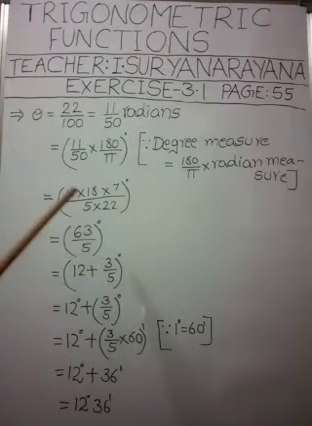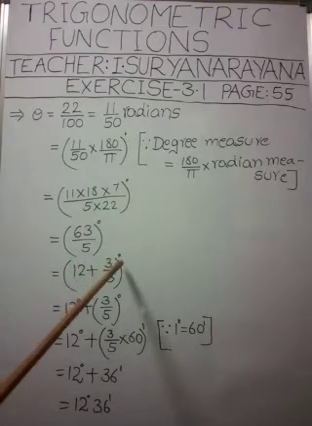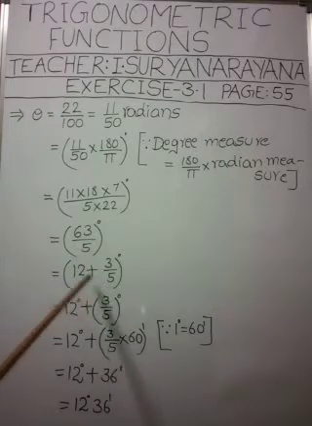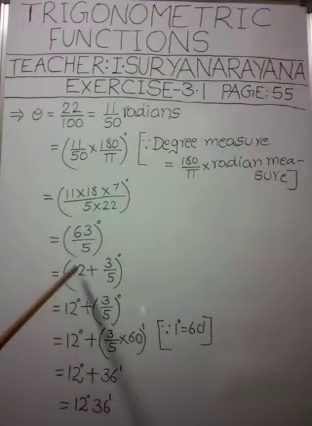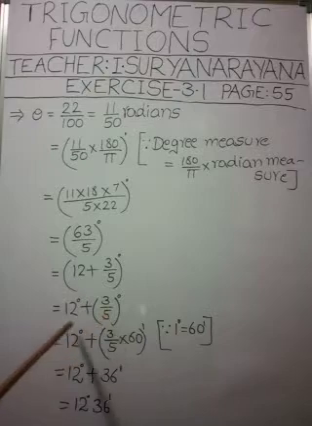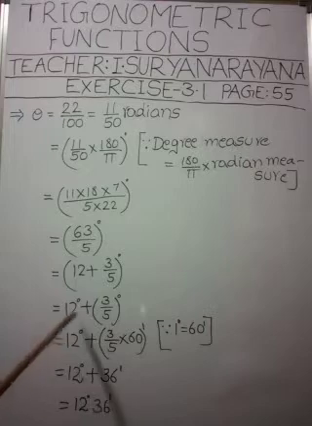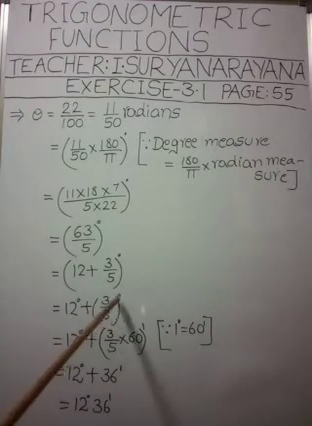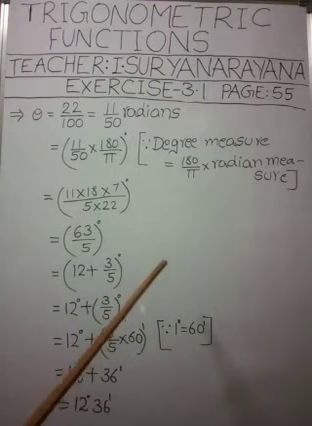Okay, my dear children. Right. That is equal to 12 plus 3 by 5 degrees. If you convert this improper fraction into a mixed fraction, we get it like this. Understood, my dear children? That is equal to 12 degrees plus 3 by 5 degrees. Understood this step? Again here we have to convert this fractional degree into minutes. The smaller unit is minutes.